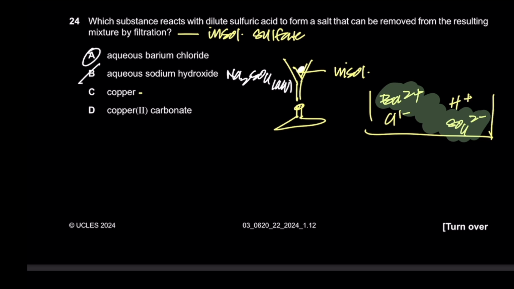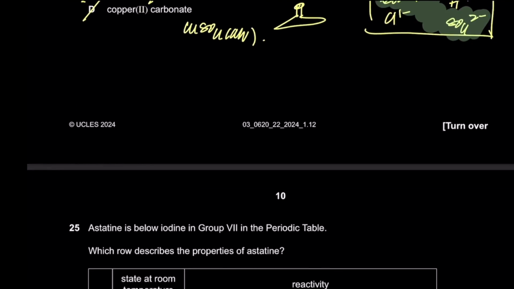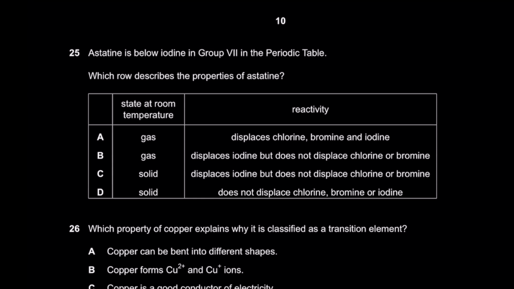Copper does not react with dilute sulfuric acid. Why? Because it is less reactive. It is below hydrogen in the reactivity series, so it cannot displace it. Copper carbonate is going to give you aqueous copper sulfate, which is again soluble, right? You know your solubility rules. All sulfates are soluble except for lead and barium. In your course, you only have lead and barium. Sorry, not calcium, barium. So lead and barium sulfate are insoluble. Other than that, they're all soluble.